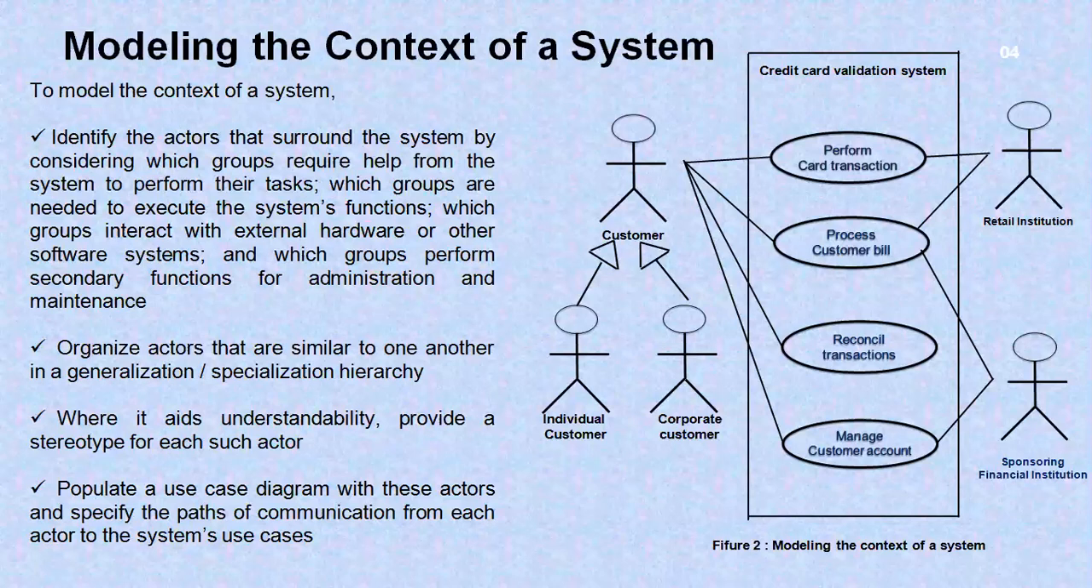So here we populate a use case diagram with these actors and specify the paths of communication from each actor to the system use case. This figure shows a context of a credit card validating system with an emphasis on the actors that surround the system. Here we see the customers are of two types: individual customers and corporate customers. And these actors are the roles that humans play when interacting with the system.